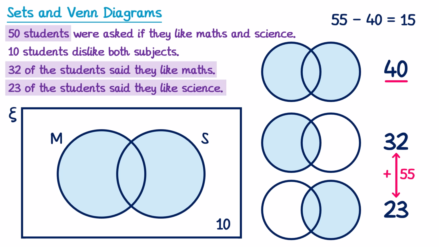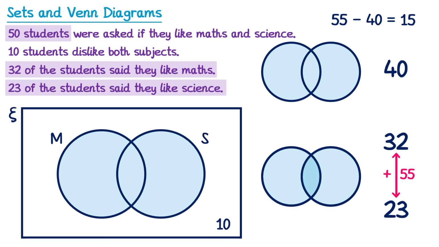Since we added together the students that like maths and the students that like science, we actually counted this region twice, since it's in both of those circles. This is made clear if we combine the diagrams. You can see that we end up counting this region twice. That means the region that we counted twice must account for those 15 students. So there must be a 15 in the overlap in the middle.